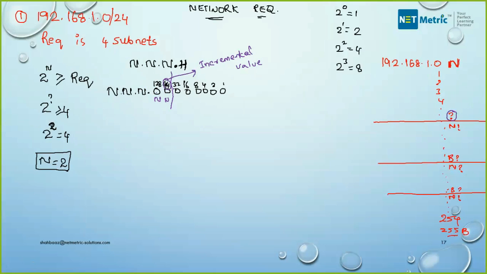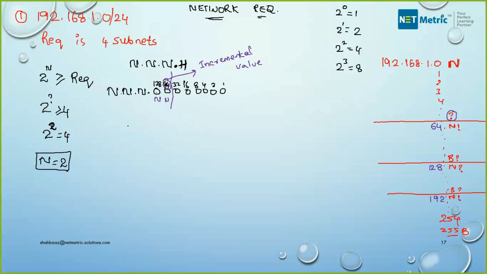So he's saying that add 64 to 0, you will get the next network. 64 will be the next network. Add 64 to 64, you will get the next network. Whatever values we were unable to identify, we are identifying with this incremental value. Add 64 to 128, you will get 192.